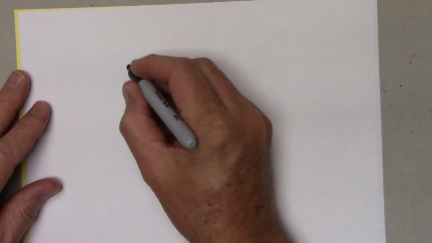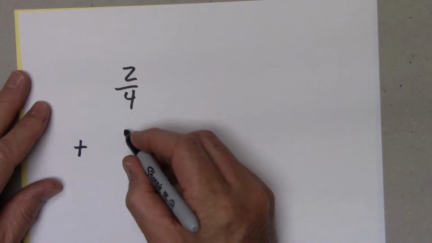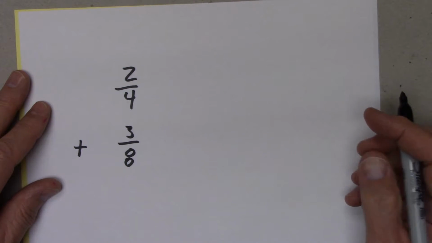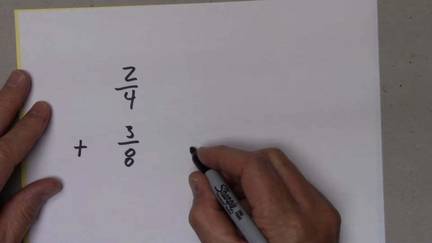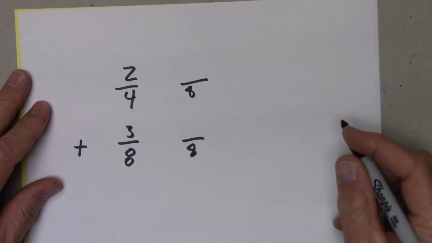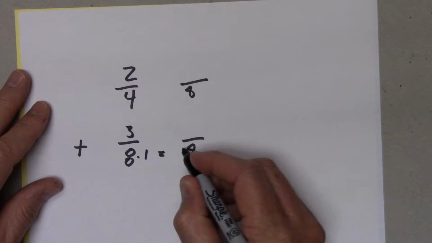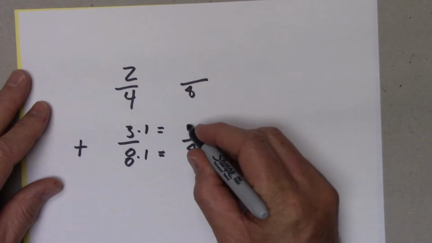Let's do another one. 2/4 plus 3/8. Our common denominator we're going to use for this is 8. So we put an 8 here, and we put an 8 here. What do we multiply 8 by to get 8? 8 times 1 equals 8. 3 times 1 equals 3.